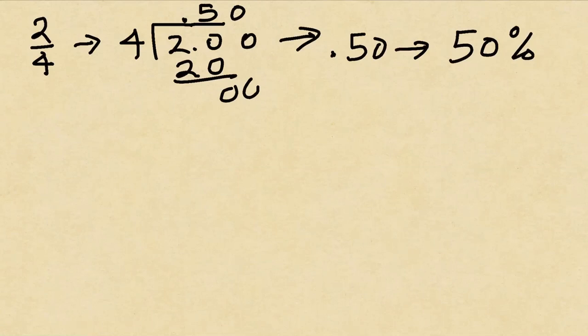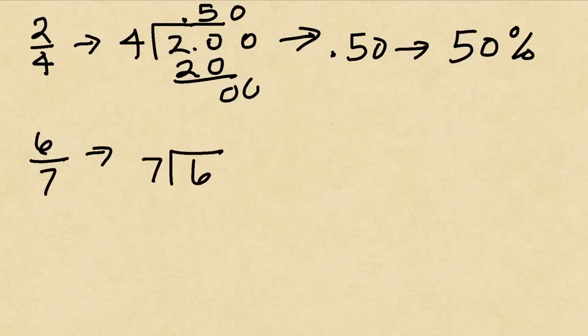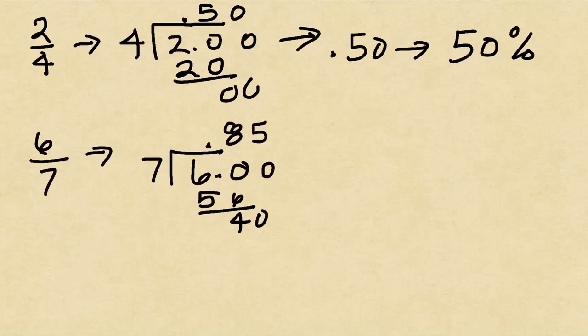Let's do 6/7. So go ahead and do 6 divided by 7. Give yourself an extra decimal place there. 8. So 56, 4, 0, 0, 5. So this one is going to be kind of a large number.